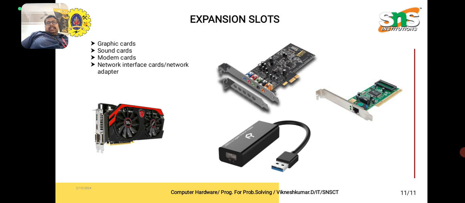Expansion slots are used as additions to the system. Where we need high graphics, we use a graphics card. When you need sound, use a sound card. Modem is used for internet connection. Network card is for LAN connectivity.